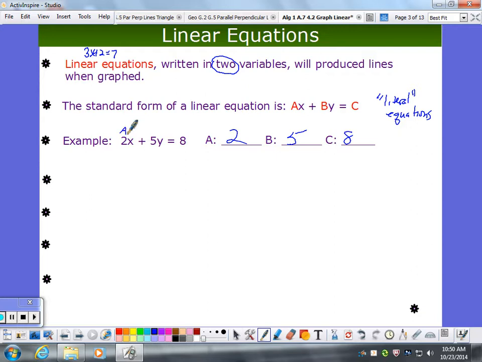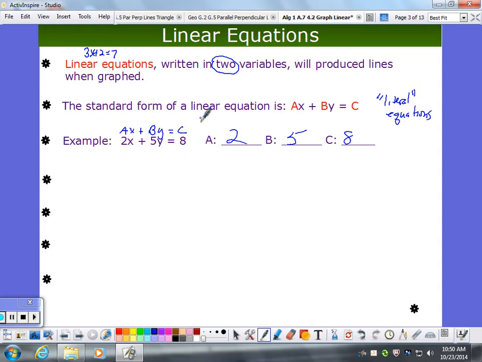So ax plus by equals c. If you see anything in this format, it is a linear equation in standard form, because there are other forms of linear equations. And you can tell who the A, the B, and the C are.